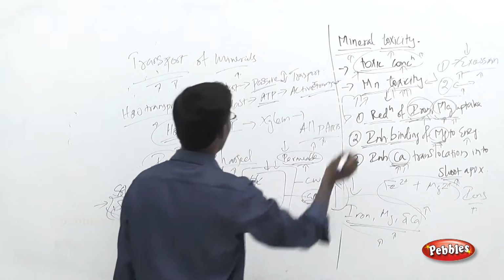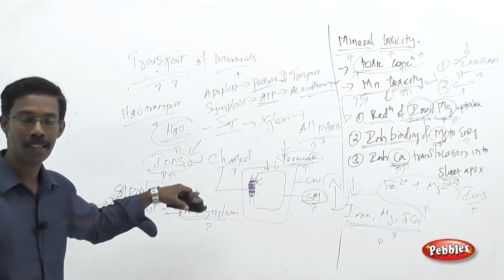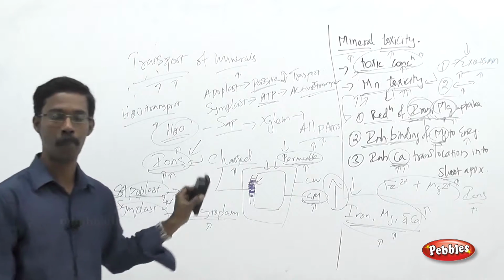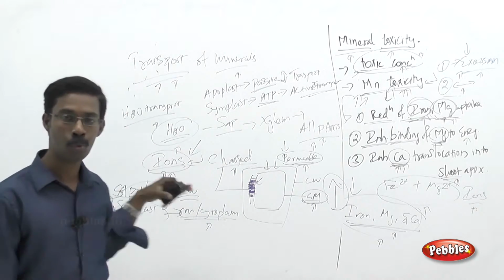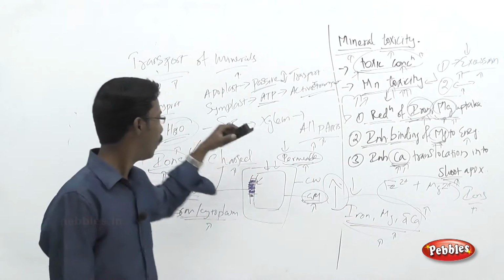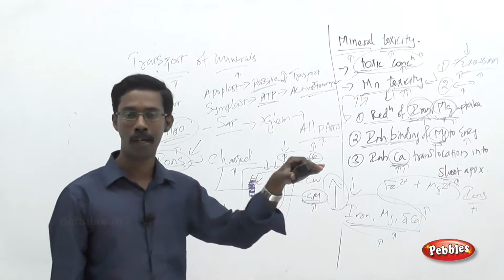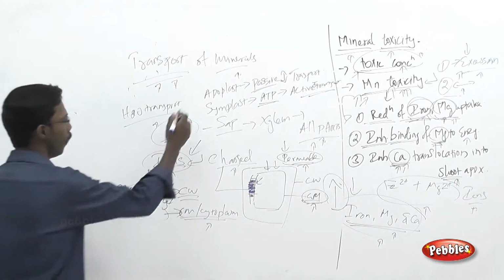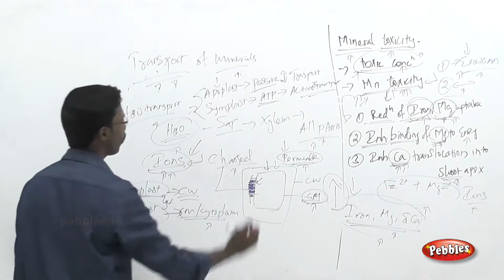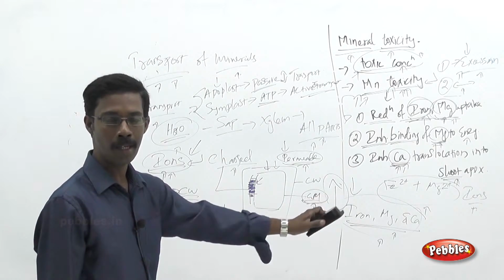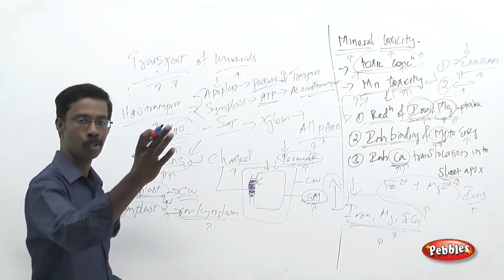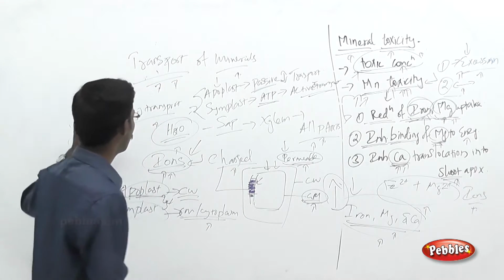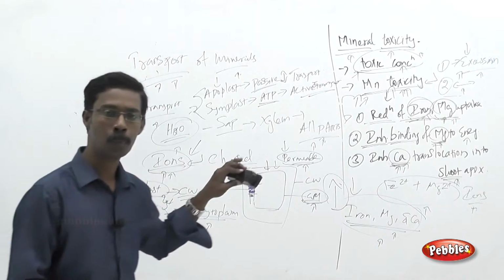The difference between the symplast and apoplast in the case of mineral transport: the minerals will be transported to the cytoplasm by means of apoplast and symplast. Apoplast means through the cell wall by passive transport. Symplast means through the cell membrane and the cytoplasm by active transport, by utilization of energy. By both means, apoplast and symplast, they are going to enter into the xylem. From the xylem, it is going to be transported to all parts of the plant to deliver the minerals. Okay, so this is what you have to remember about the transport of minerals.